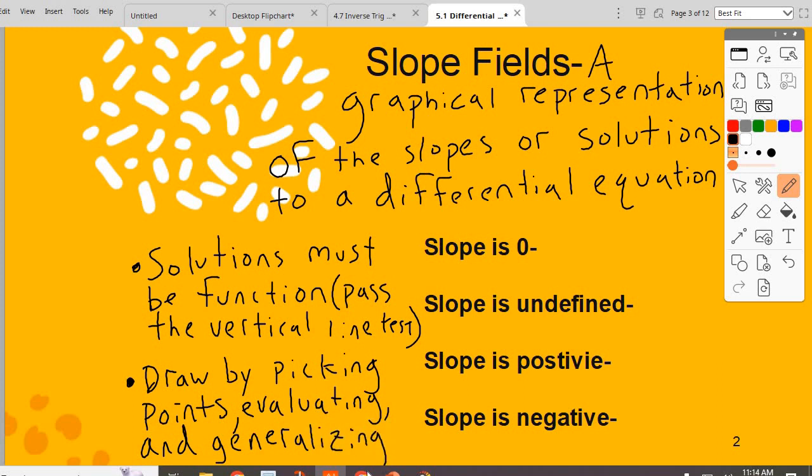So some key things that we usually want to try and think about is where our slope is going to be 0, where our slope is going to be undefined, and where we will have a positive or a negative slope. So remember that when our slope is 0, our graph is going to have a horizontal line. When our slope is undefined, we have a vertical line. Where our slope is positive, we will be increasing, and where our slope is negative, we will be decreasing. So let's look at some examples.